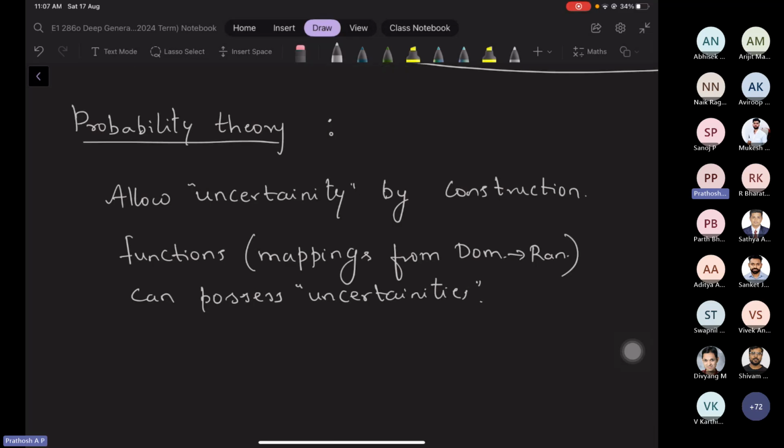Prediction. So what you are actually doing is, given a particular element in the domain, you are telling me what is the chance of that particular element from the domain mapping to different elements in the range. See the point?